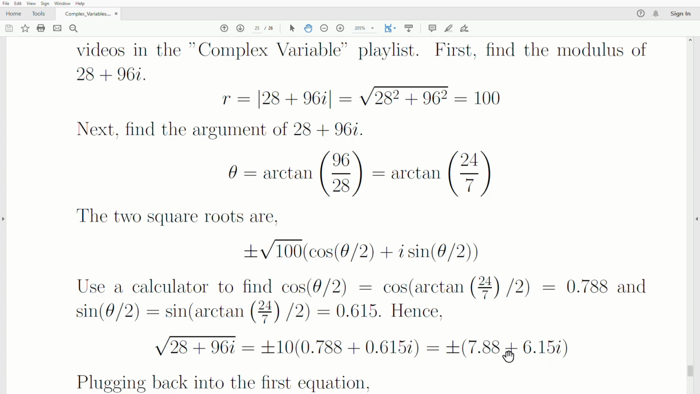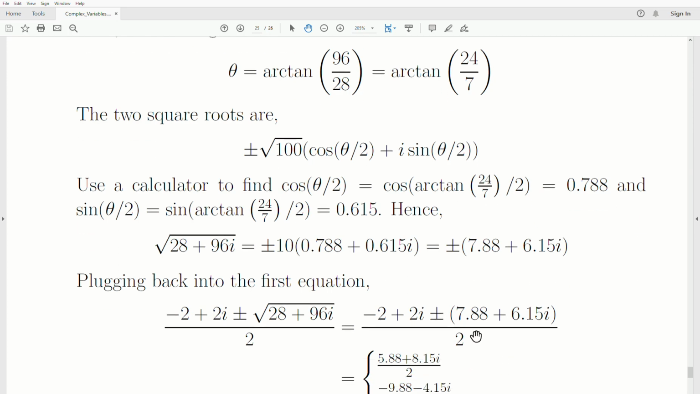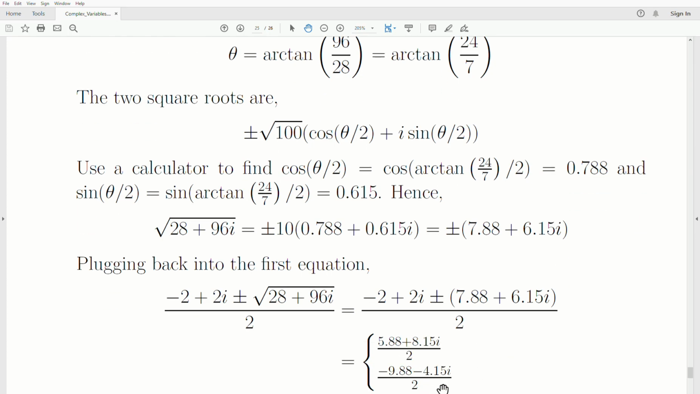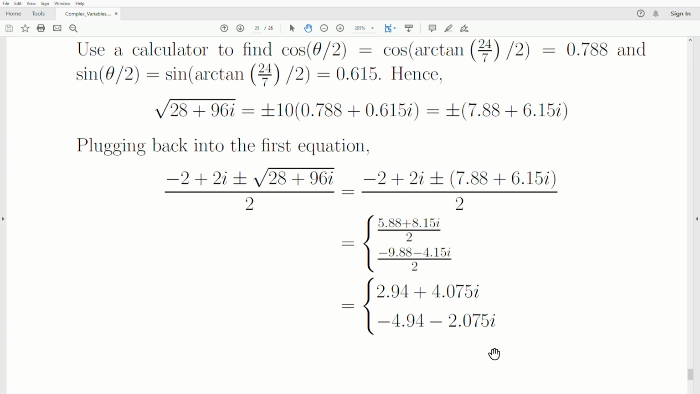Now we have to plug that back into the first equation. So this was the solution of our quadratic equation, but now we have something explicit for that square root, which is this. Now we can combine the real terms and the imaginary terms, divide each by 2, and we get this.